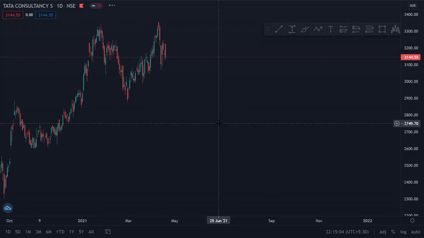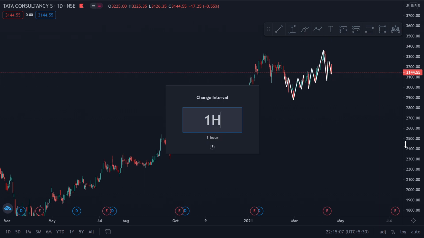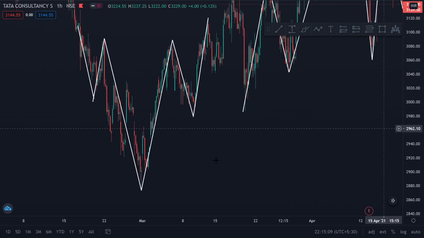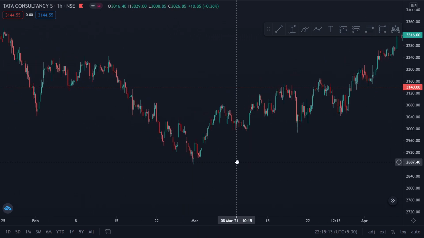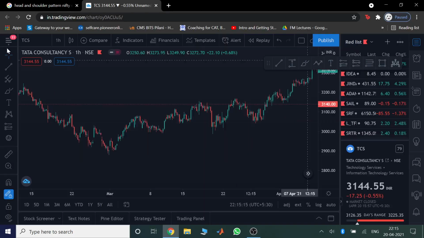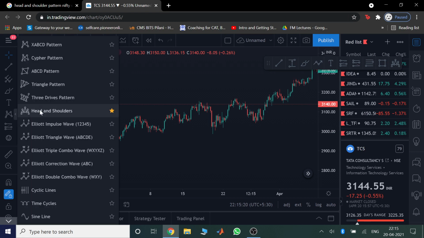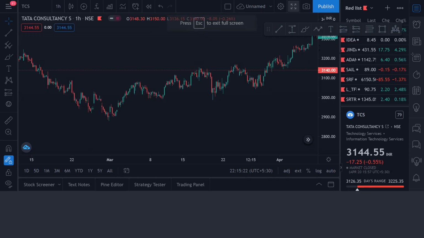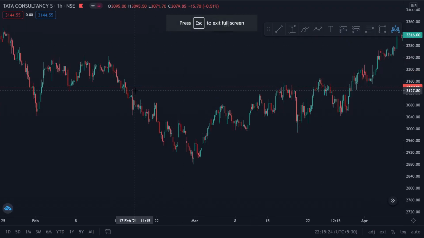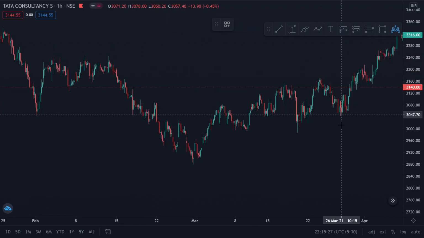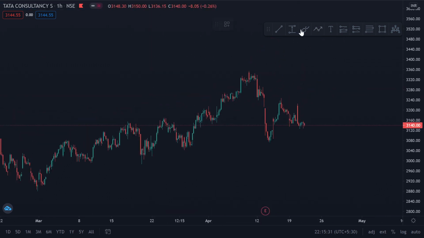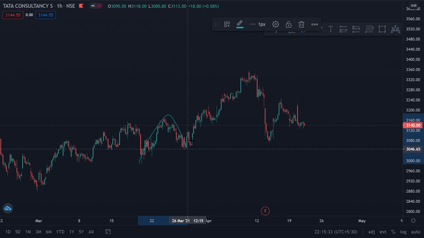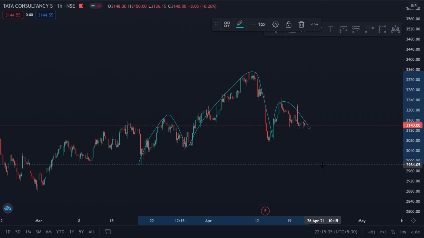So the first example is TCS. Now TCS recently has formed a head and shoulders pattern twice. So if I remove this and I show you, this is the head and shoulders pattern tool found in TradingView. You can click on this and you can see here head and shoulders pattern. So basically how you use this is, suppose the pattern I'm looking at is this head and shoulders pattern right here. This is the left shoulder, this is the head, and this is the right shoulder.